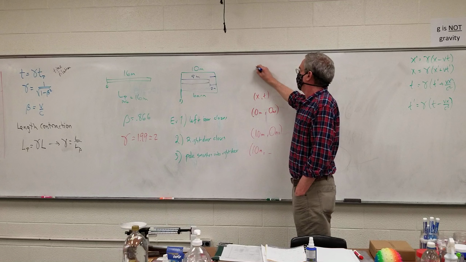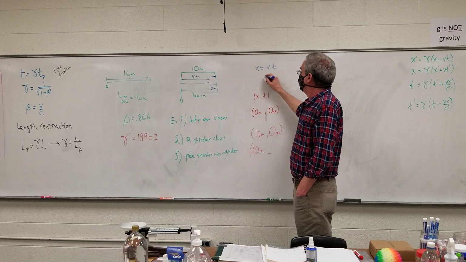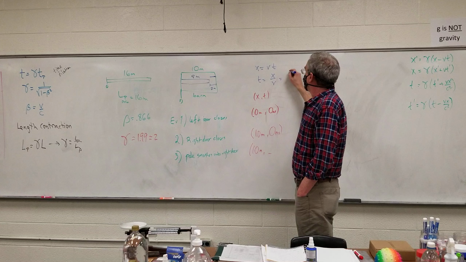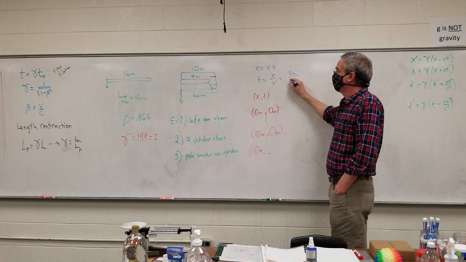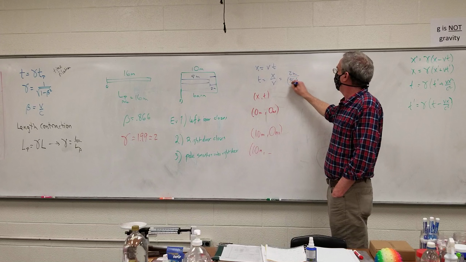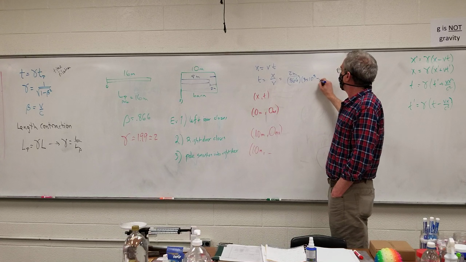Well, I know that distance is equal to the rate times time. We're not dealing with any acceleration here. And so the time would just be the distance divided by the speed. So it's 2 meters divided by a speed of 0.866 times 3 times 10 to the 8th meters per second.